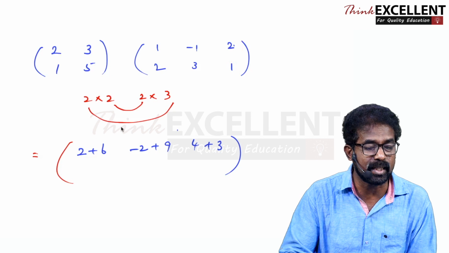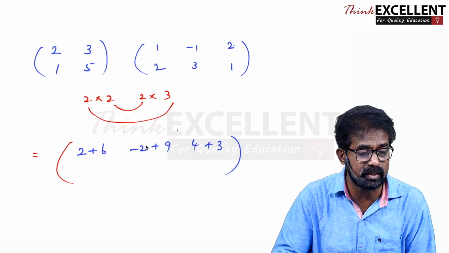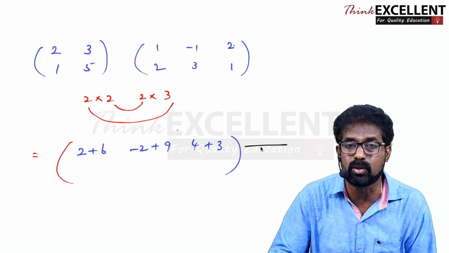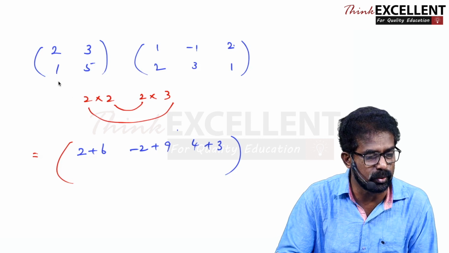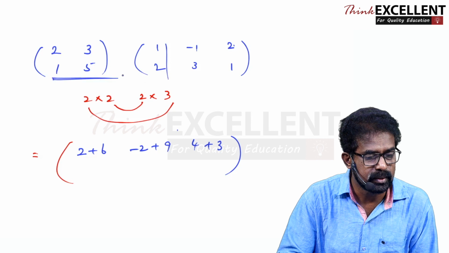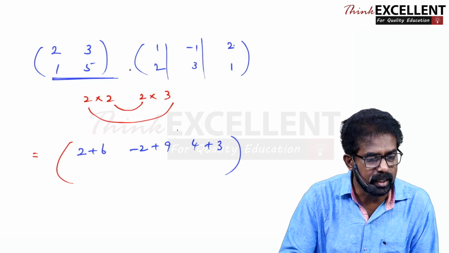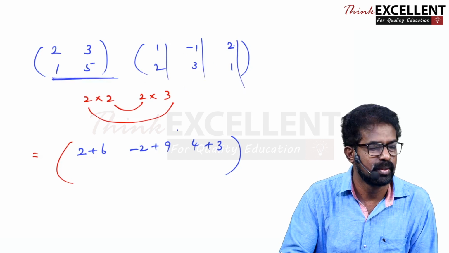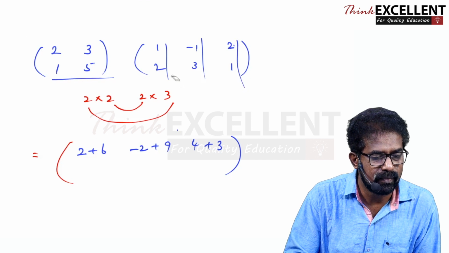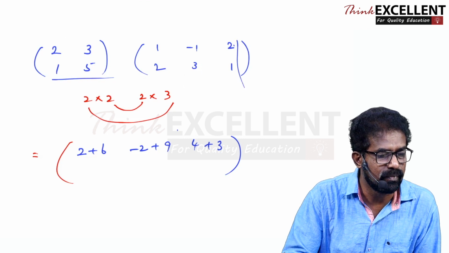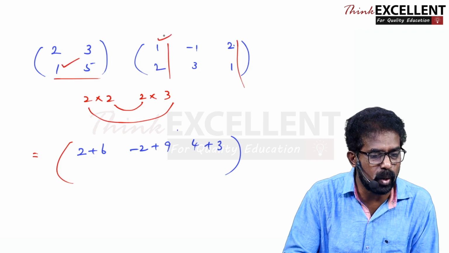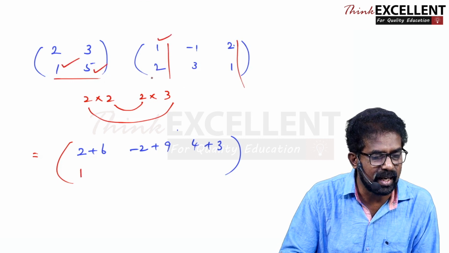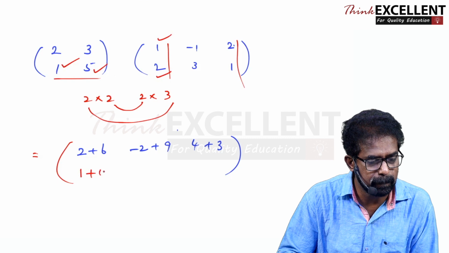Now we come to the second row. Suppose there is one more column. First row first, first row second, first row third, then first row 4, you write here. But that's all here, everything is over. Now you come to the second row. Second row, first column, second row, second column, second row, third column. So listen very carefully. Second row, first column. So 1 into 1, 1 plus 5 into 2, it is 10.